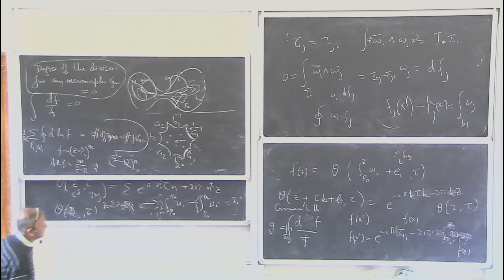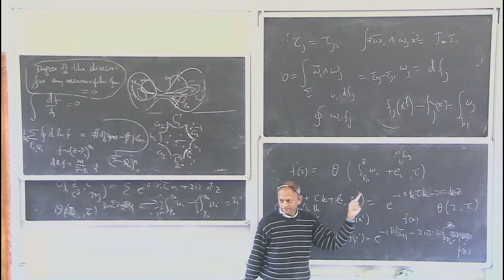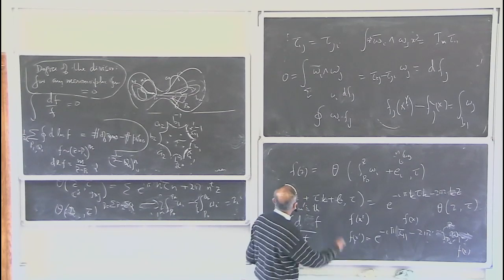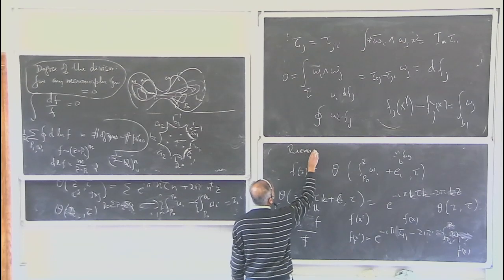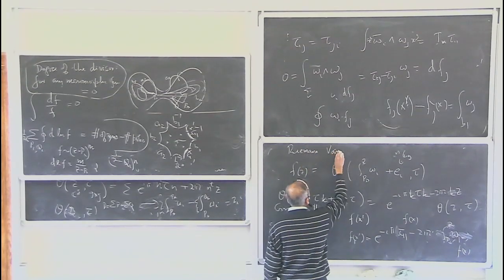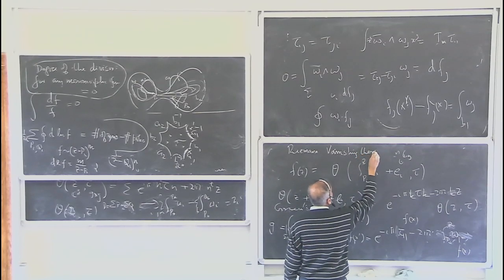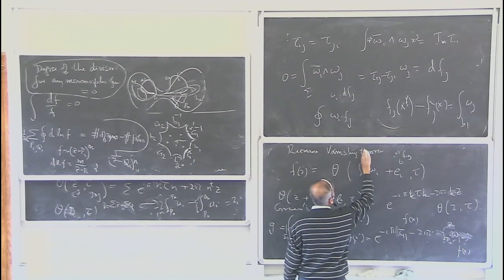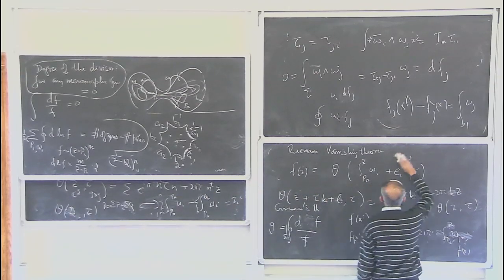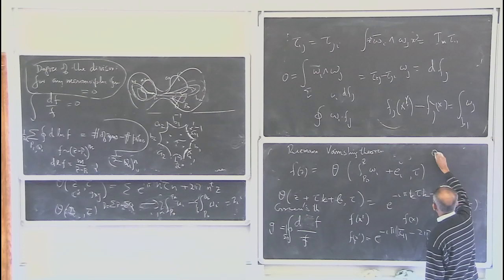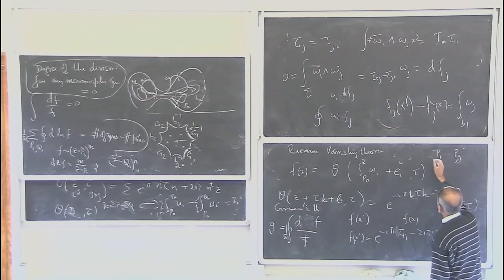So as a function of z, there are g positions where this vanishes. This is the famous Riemann vanishing theorem. This is very important, actually. So it will have some g zeros. Let's call them p1 up to pg. Okay, g zeros.